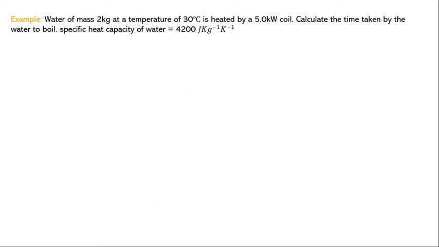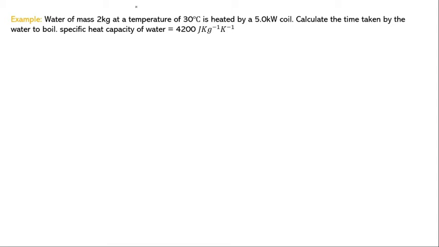All right, let's look at a new example. Example number 2. Water of mass 2 kg at a temperature of 30 degrees Celsius is heated by a 5 kilowatt coil. Calculate the time taken by the water to boil. Specific heat capacity of water is being given to us as 4,200 joules per kilogram per Kelvin.